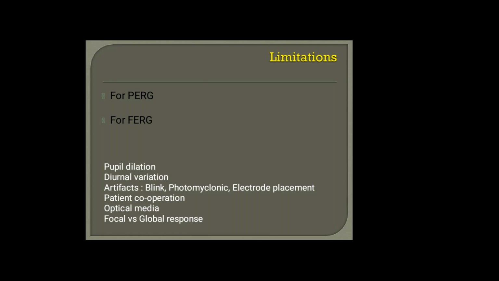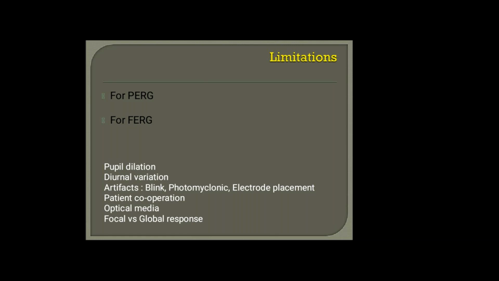There are n number of artifacts. The most common is the blink-induced artifact, the photomyoclonic reflex, which gets activated from the blink. If light comes and your patient blinks, that is related to the muscular tone or the photomyoclonic reflex. Artifact can even be due to electrode placement. If you place your electrode improperly, or if your electrode is not good enough to record the potential change, that could also give rise to an artifact.